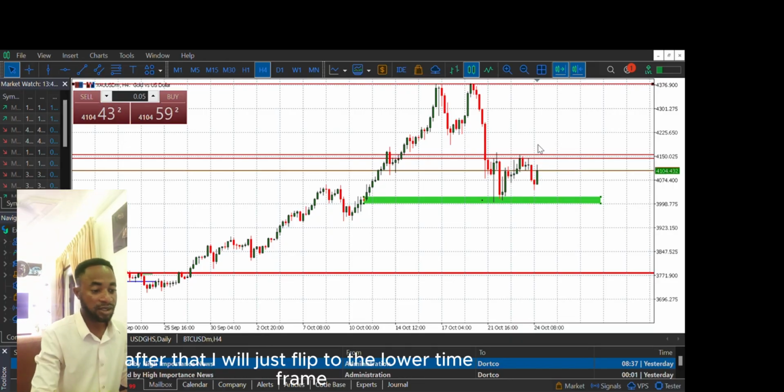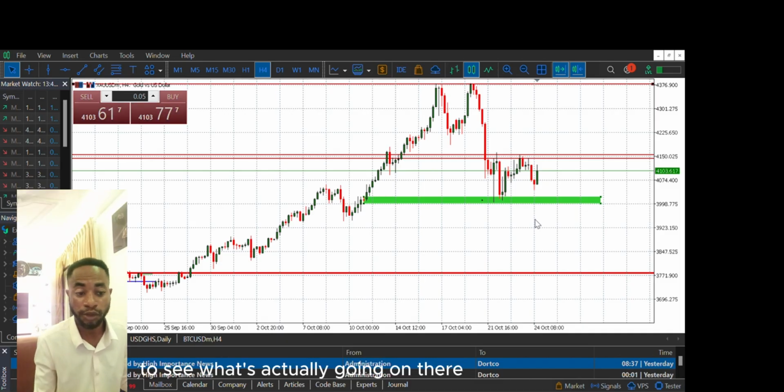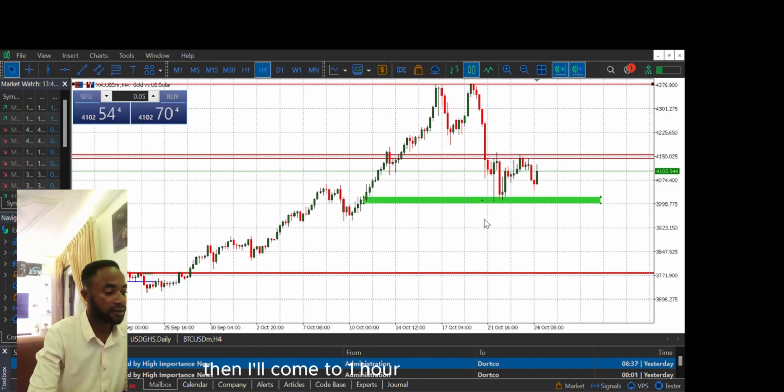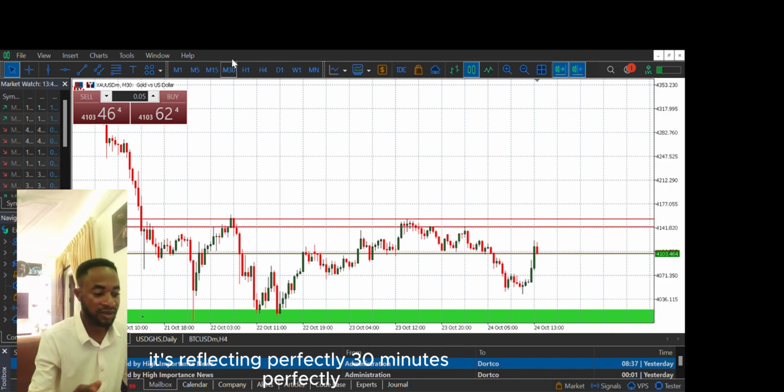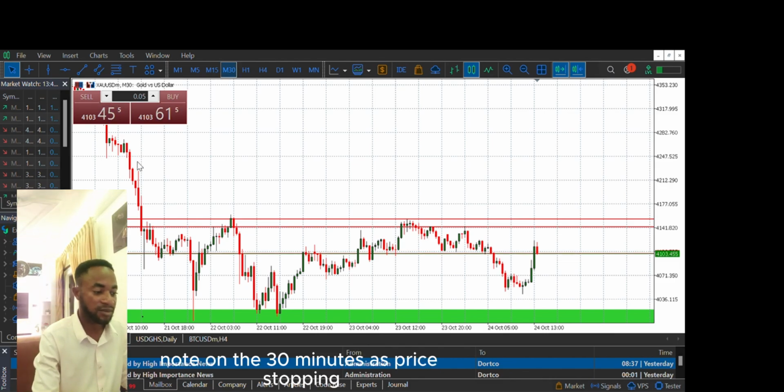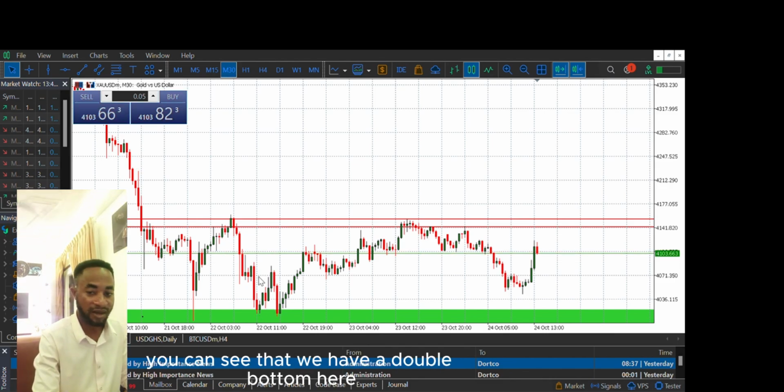After that, I will just flip to the lower time frame to see what's actually going on there. So this is where I draw my key level. Scroll down to the lower time frame to see how to catch my entry. Then I'll come to 1 hour. It's reflecting perfectly. 30 minutes perfectly. Note, on the 30 minutes, as price is tapping, you can see that we have a double bottom here.